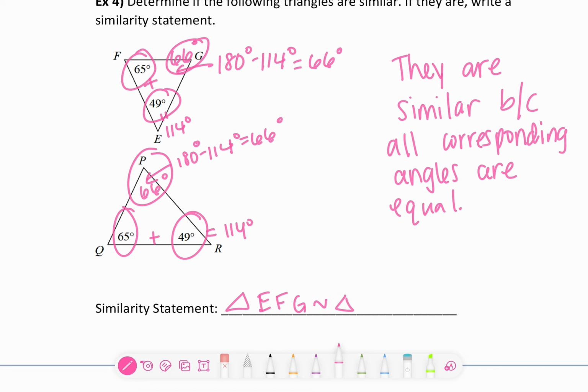And then E is the angle with a 49 degree, right? And that is going to correspond with the other 49, which is R. So angle R. And then F has a 65 degree. That's going to correspond with Q. And then RQ, and the last one is going to be P, RQP.